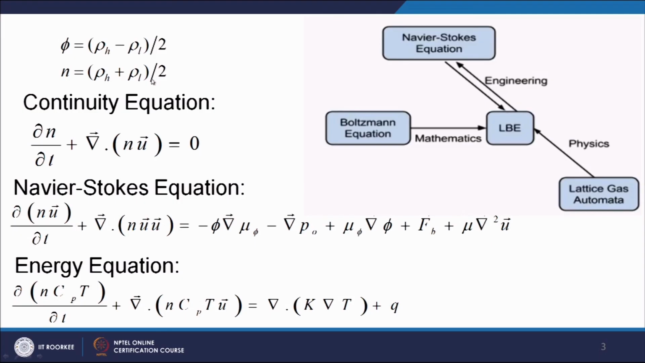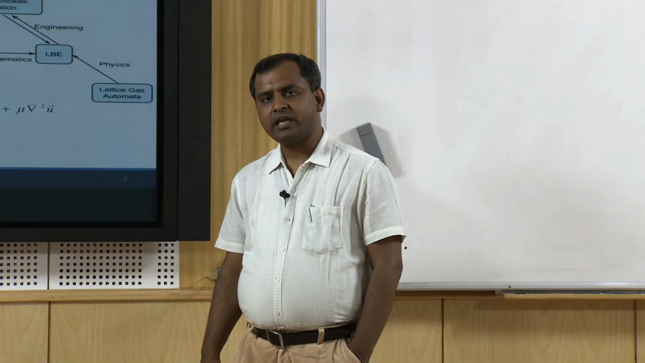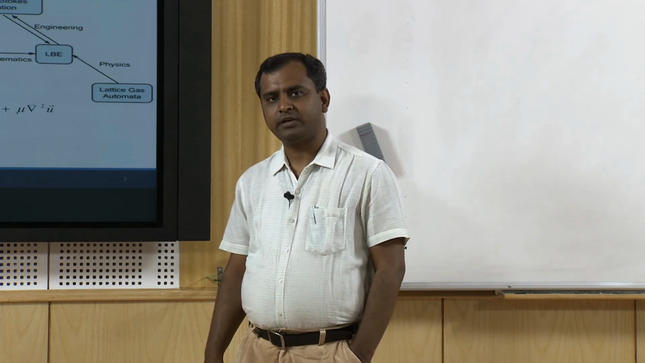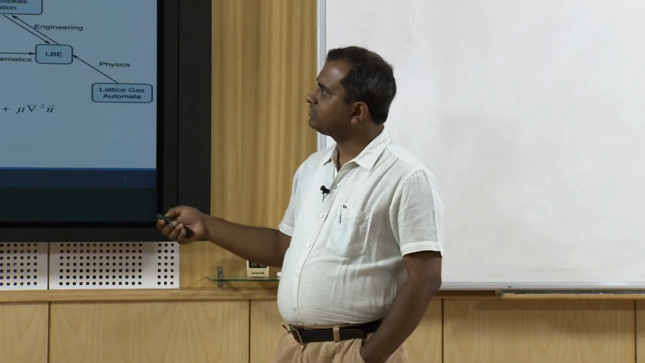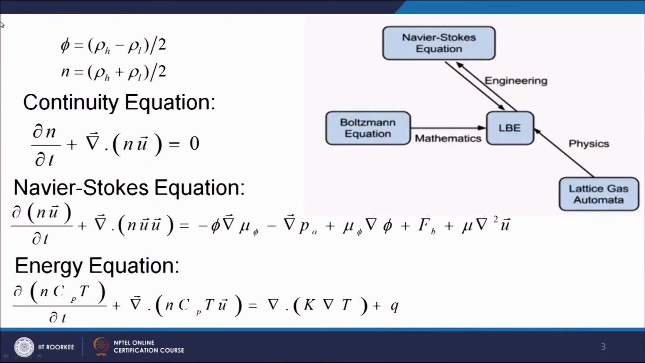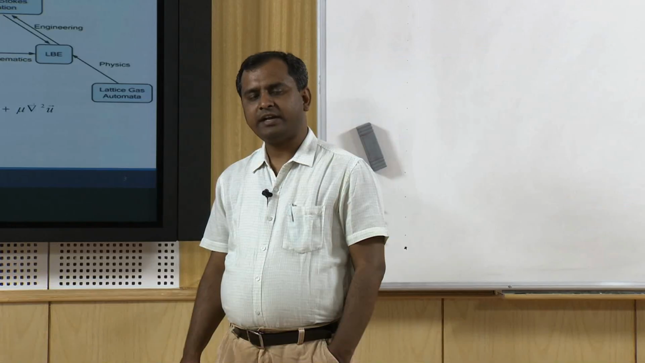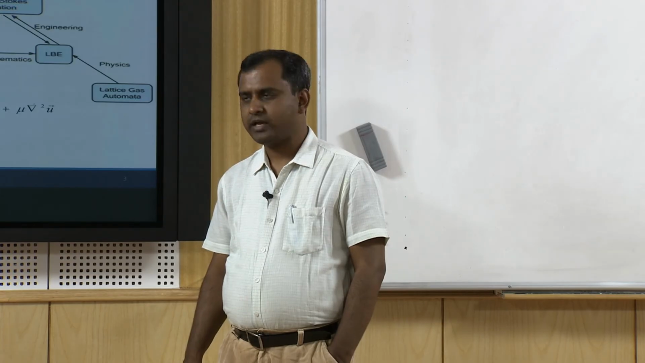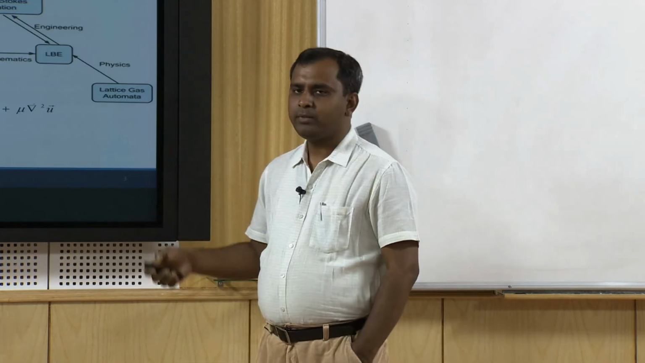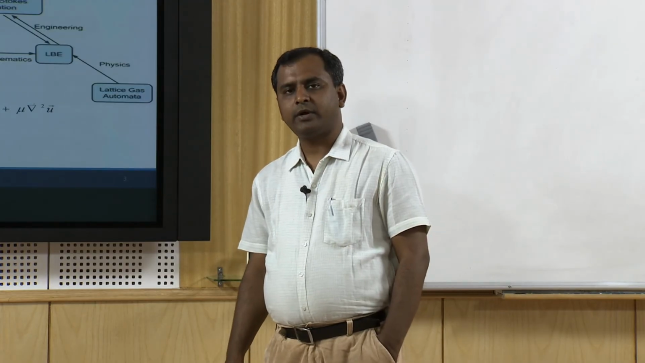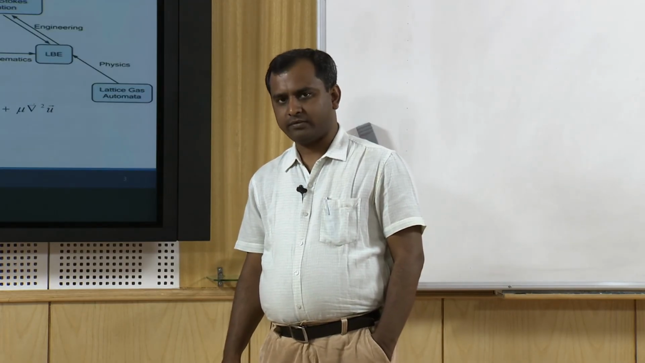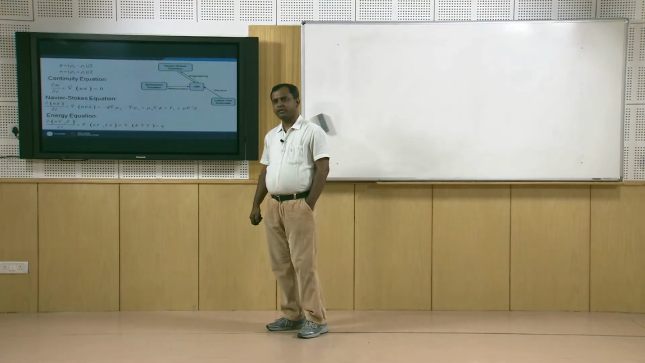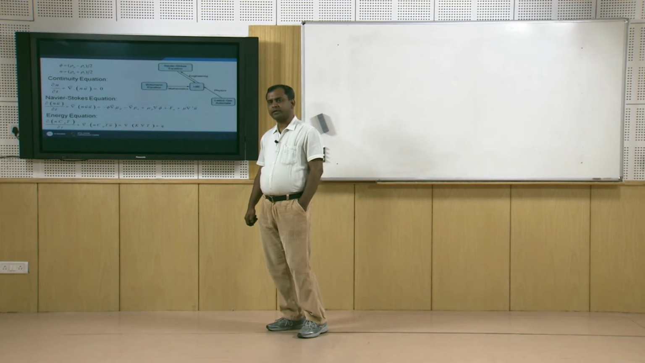For example, let us say you are dealing with air and water. Air will be around 1 kg per meter cube and water will be 1000 kg per meter cube. So, you will find that n becomes 1000 plus 1 divided by 2, that means something around 500.5, okay, and your phi becomes 1000 minus 1 divided by 2, that means 499.5.